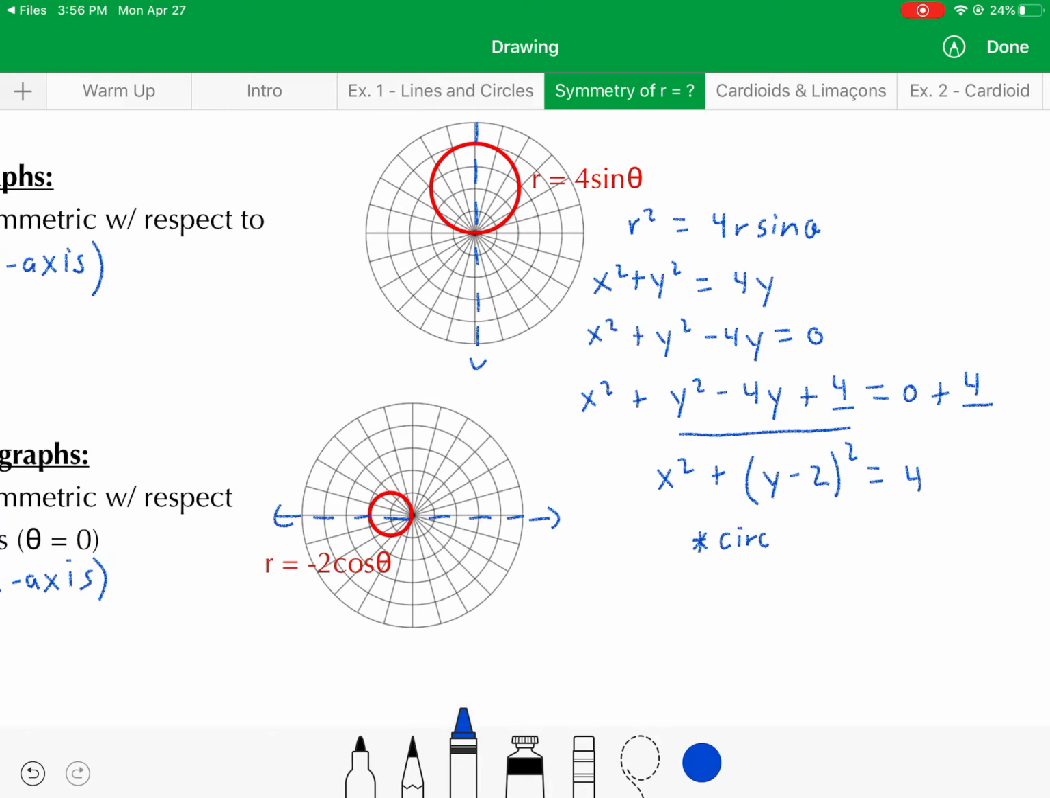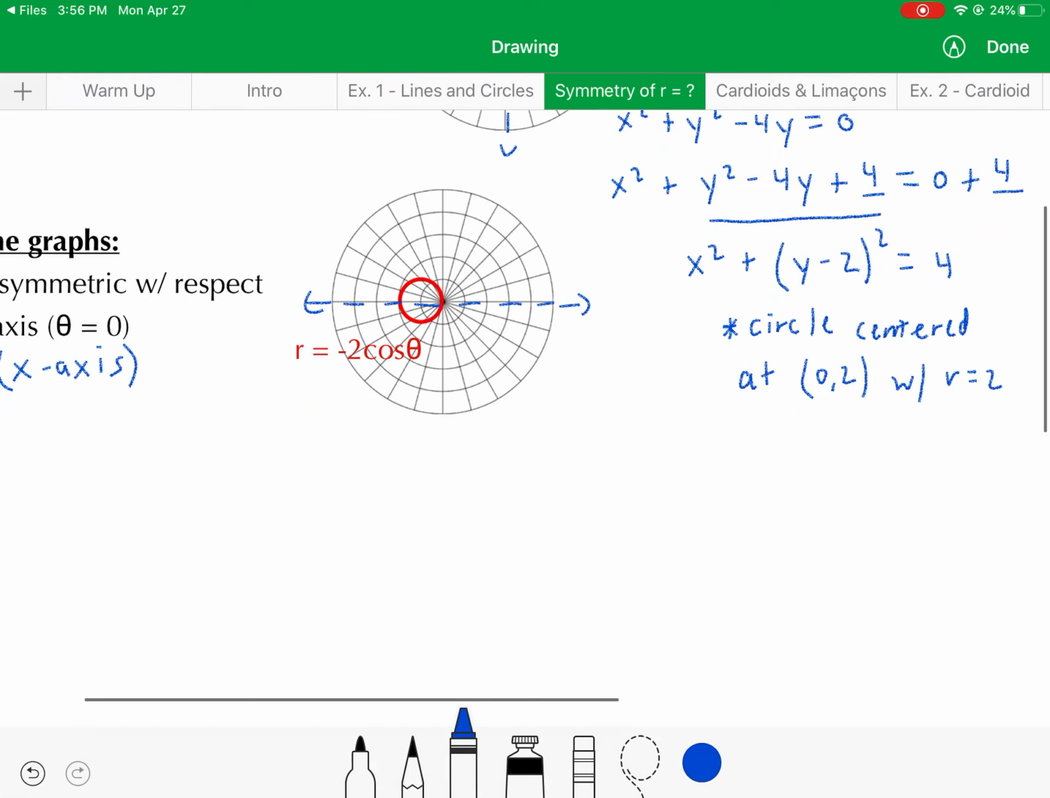This is a circle centered at the point 0, 2 in rectangular form, whose radius is 2. And notice that does match the graph that we have here. This would be the coinciding point of 0, 2 in rectangular form, and you can see does in fact that circle have a radius of 2.